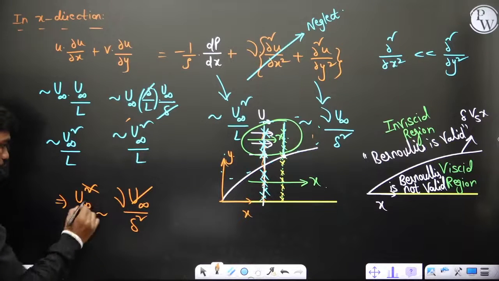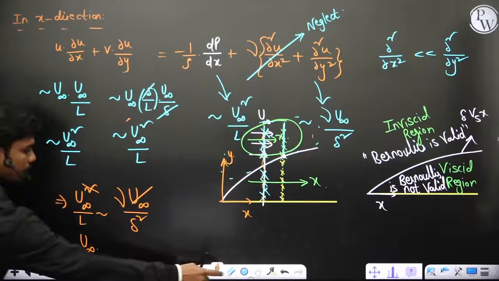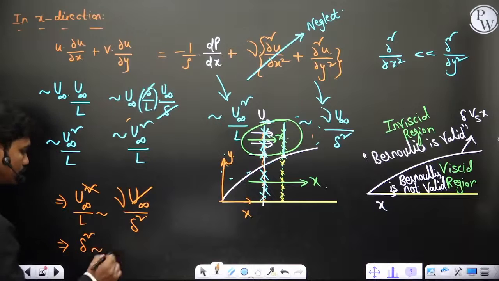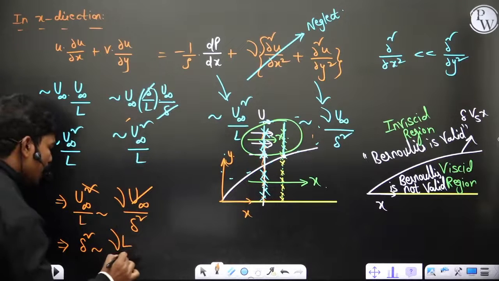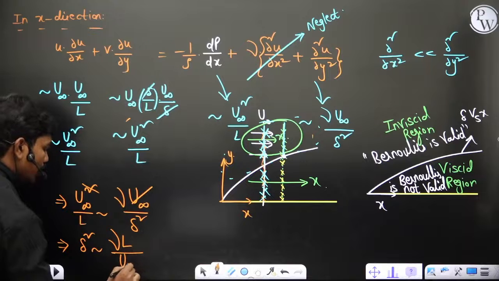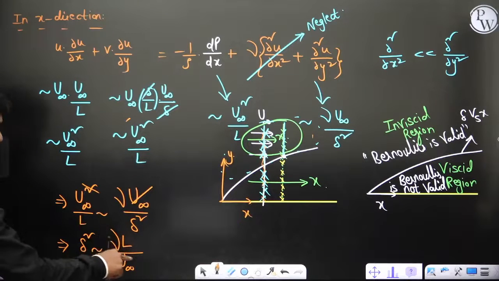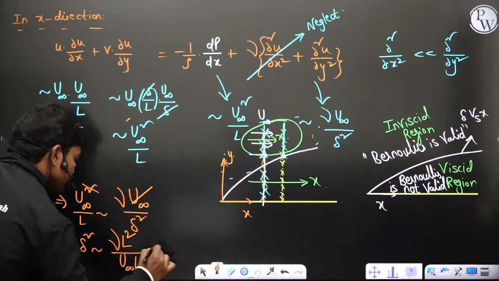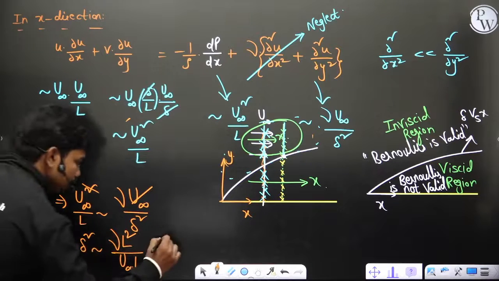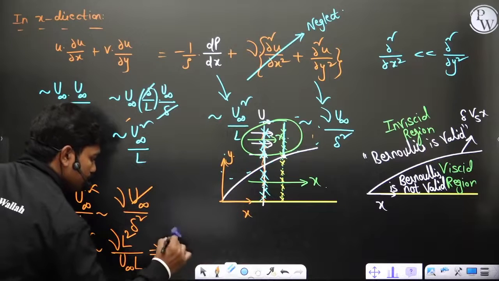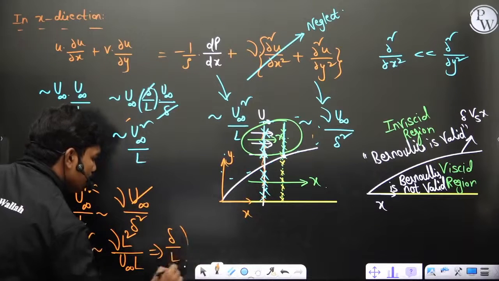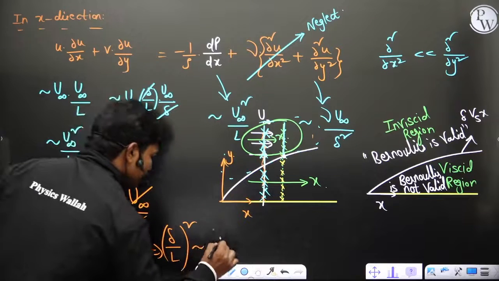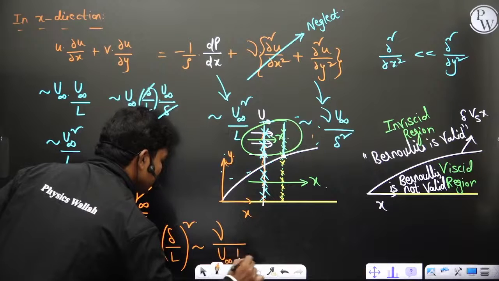This implies, you can see, delta squared. If you bring it here, delta squared scales to nu L by u infinity. So delta squared will scale to nu L by u infinity. Let's do one thing. If you write a square here and put an L here, you can bring this delta L squared to the left hand side. Delta by L whole squared will scale to, if you bring this L squared here, kinematic viscosity by u infinity into L. This is what you have.